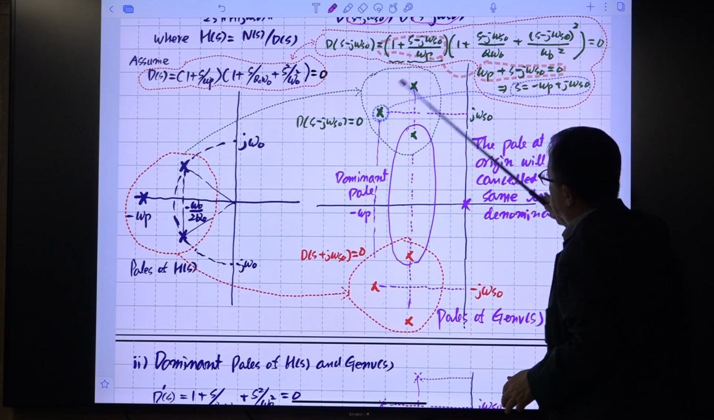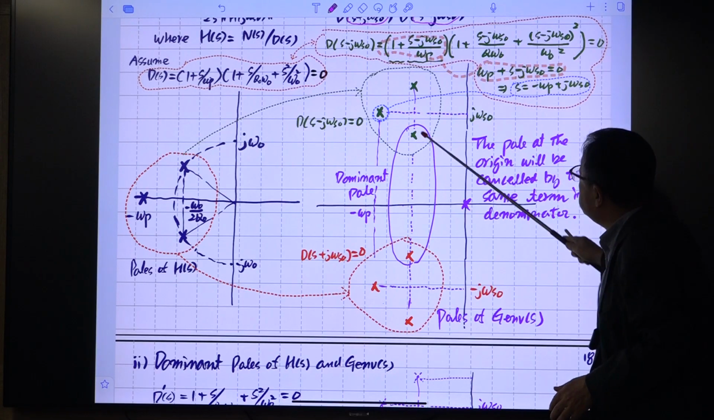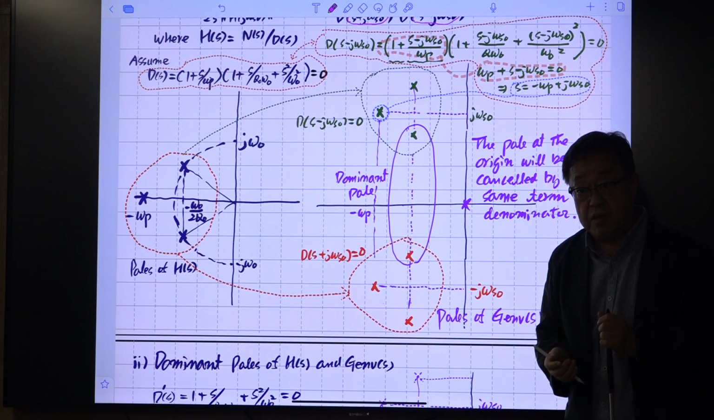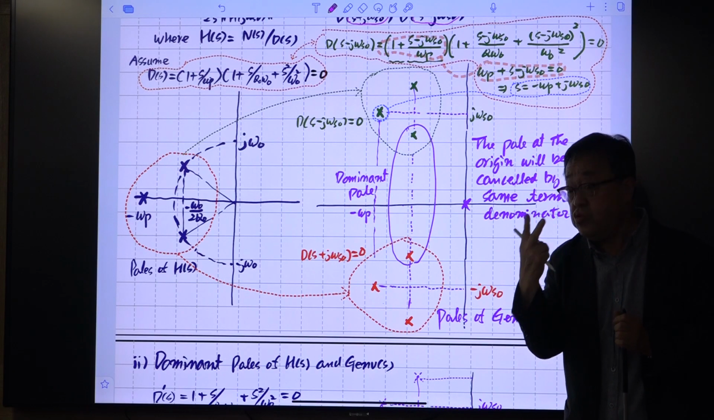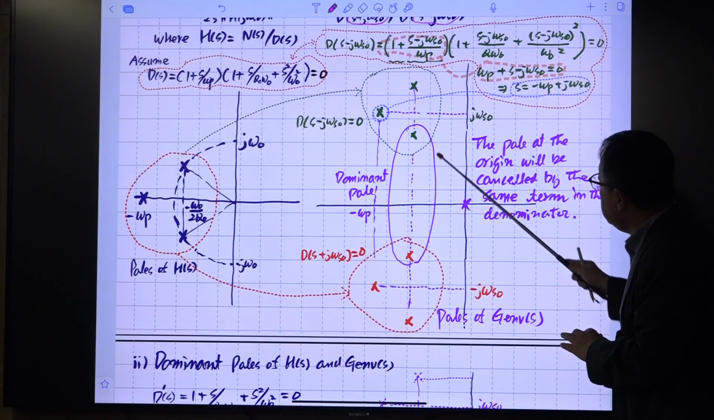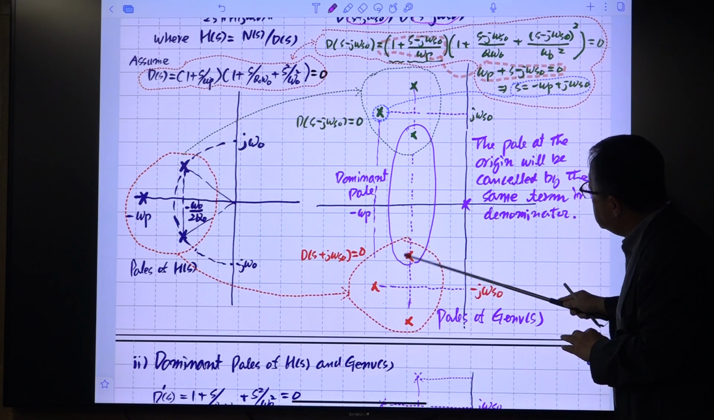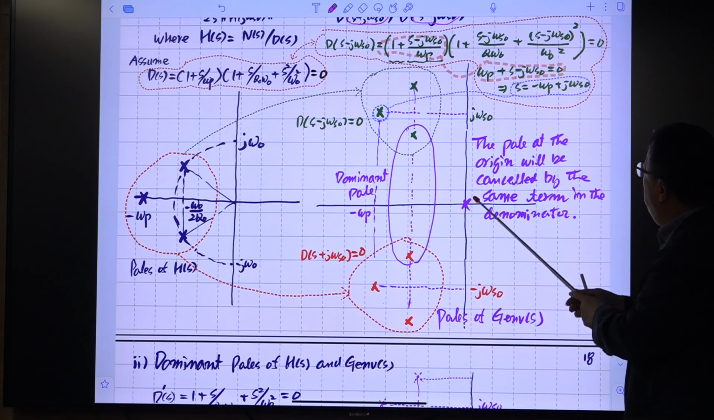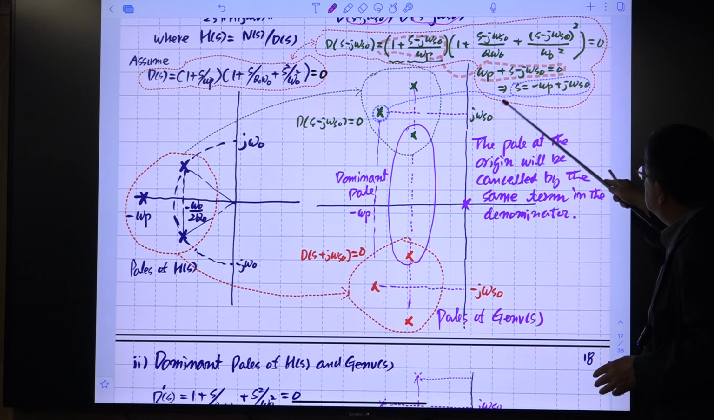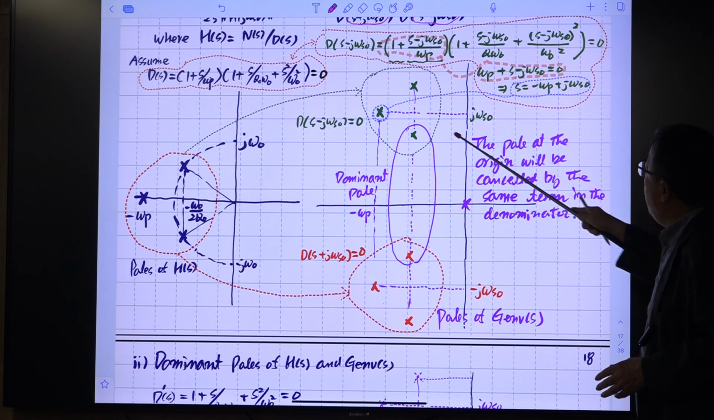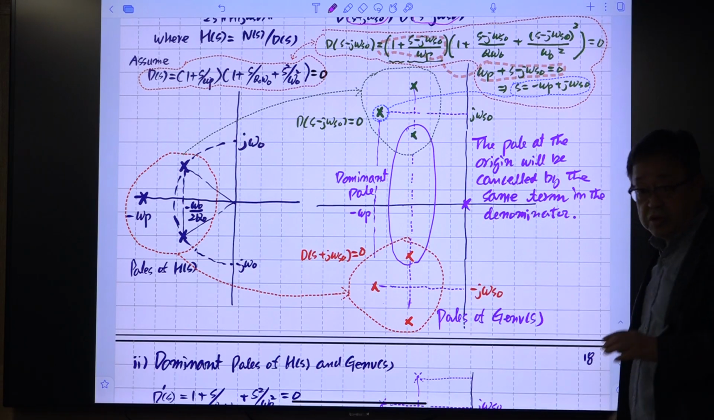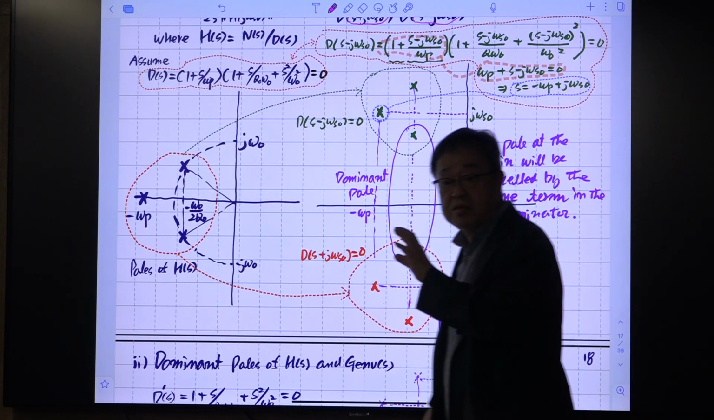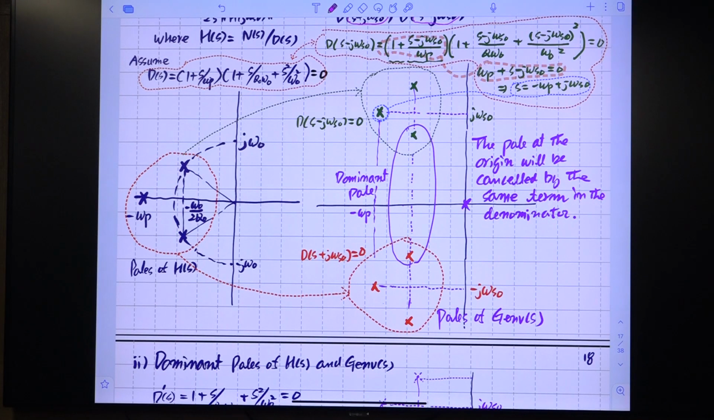So forget about this. These 2 poles are called dominant poles. Only take the 2 dominant poles here, this one and this one, and forget about this. Then when you are considering this envelope sinusoid, you only need to consider these 2 dominant poles. We are almost approaching the final result.